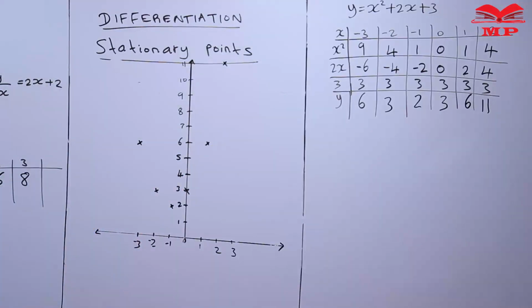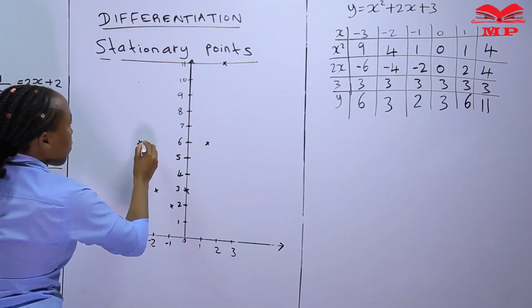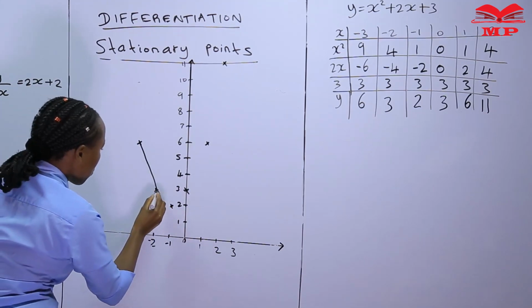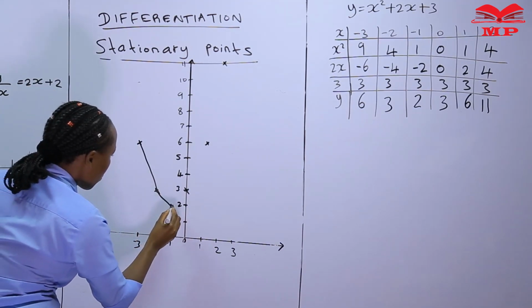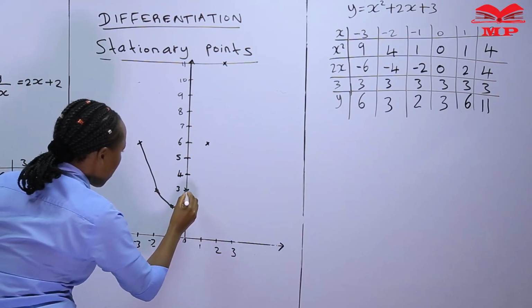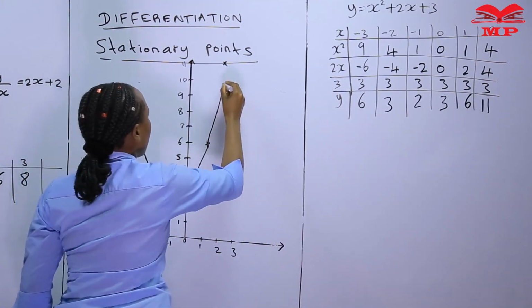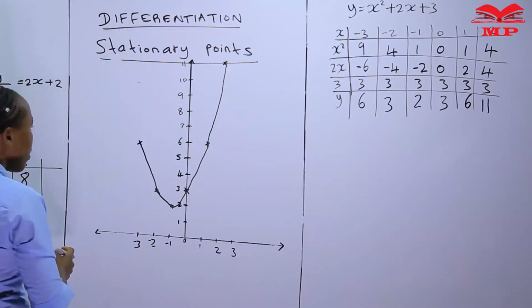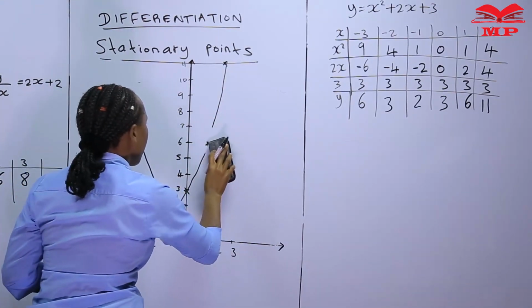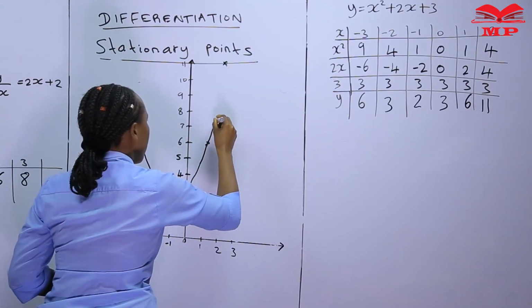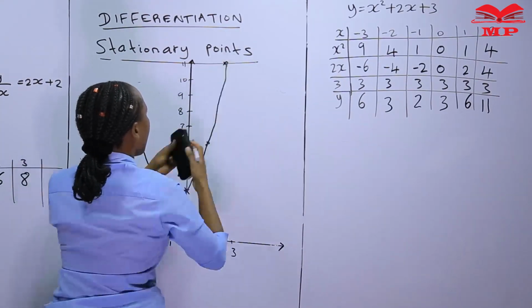So we plot that curve. We have from this point here, -3, we move to this, then we move to that point, all the way to our last point, and we obtain the curve. So this is the curve that we have.